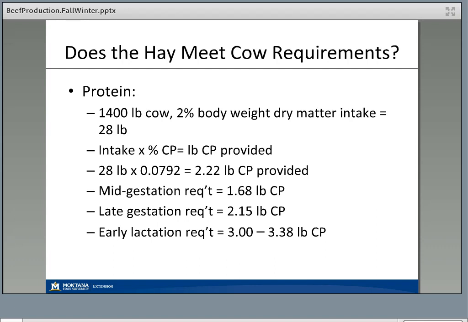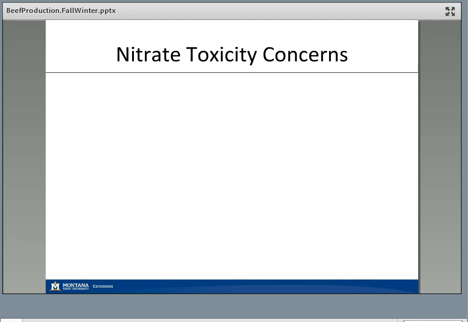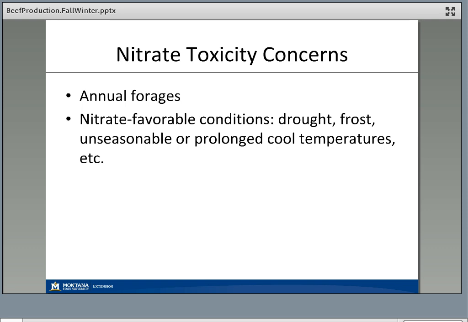We'll talk a little bit now about nitrate toxicity concerns in harvested forages. It's of particular concern in annual forages, and conditions favorable to nitrate accumulation that we can experience include drought, frost, unseasonable or prolonged cool temperatures, and the like. It's important to try to test nitrates before you cut the hay if you possibly can. Your local extension offices will have a nitrate quick test option that can help you with that.